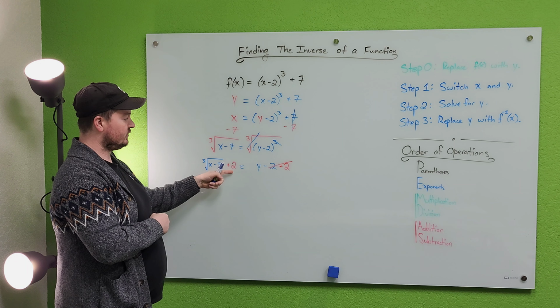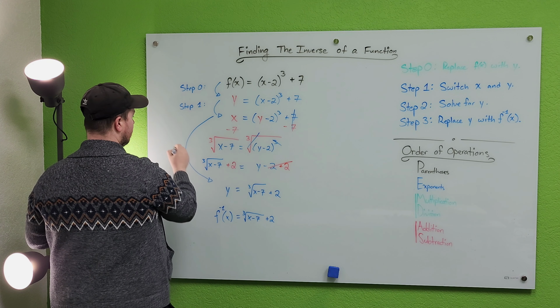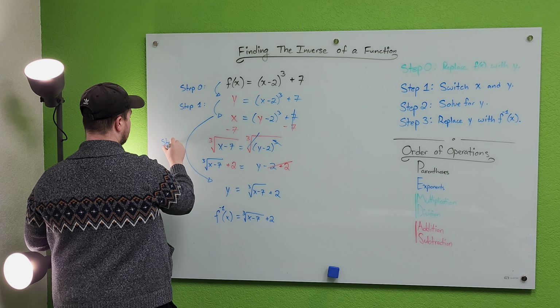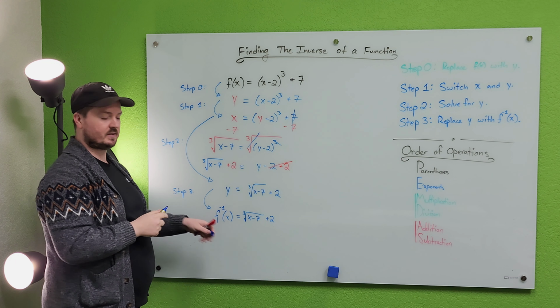So, step 0. From there to there, switching f of x out for y. From here to here, step 1, we replaced the x and the y, we switched positions for them. And then from here all the way down to here was step 2, where we solved for the new value of y. And the final step for finding the inverse function, step 3, was simply replacing y with f inverse of x.